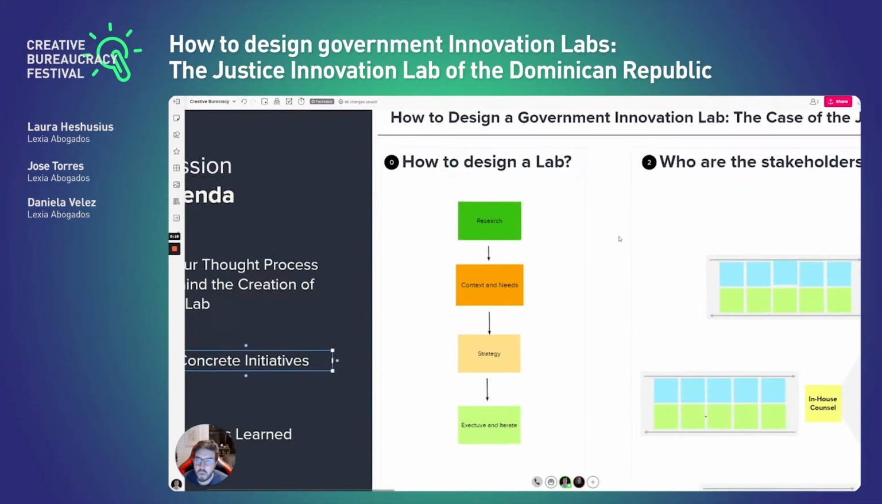So first, very quickly, how did we design a lab? Research, context and needs, strategy, execute and iterate. And we're going to walk you through how we did all of this.